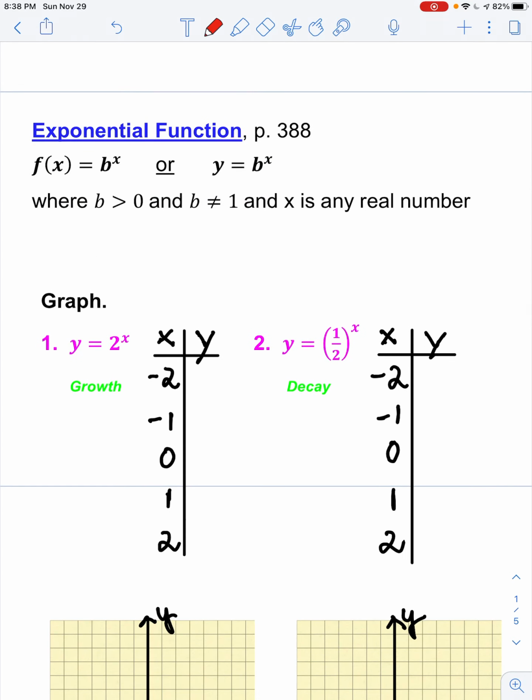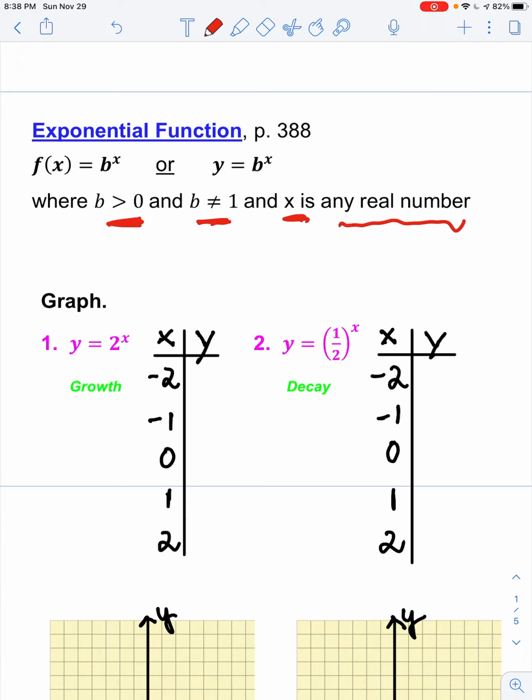All right. So here's our PowerPoint. An exponential function is called that because you have a base raised to a power. So it's an exponent. And the things that you have to remember is the base has to be a positive number greater than 0. It cannot be 1 because 1 raised to any power is 1. And the exponent x can be any real number.